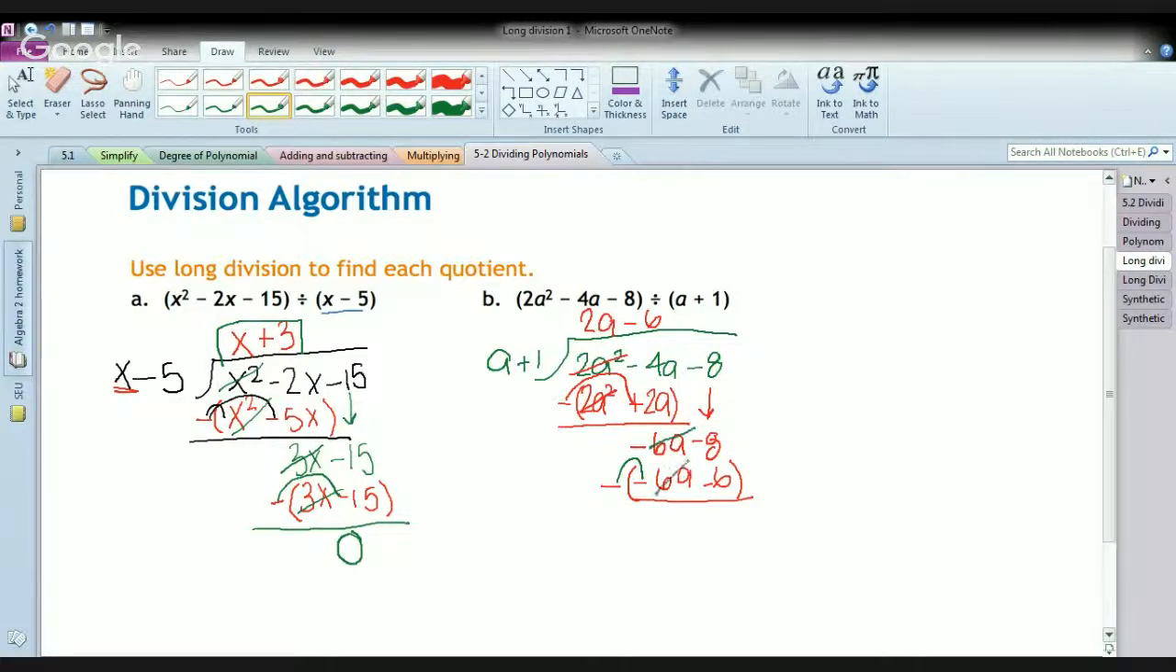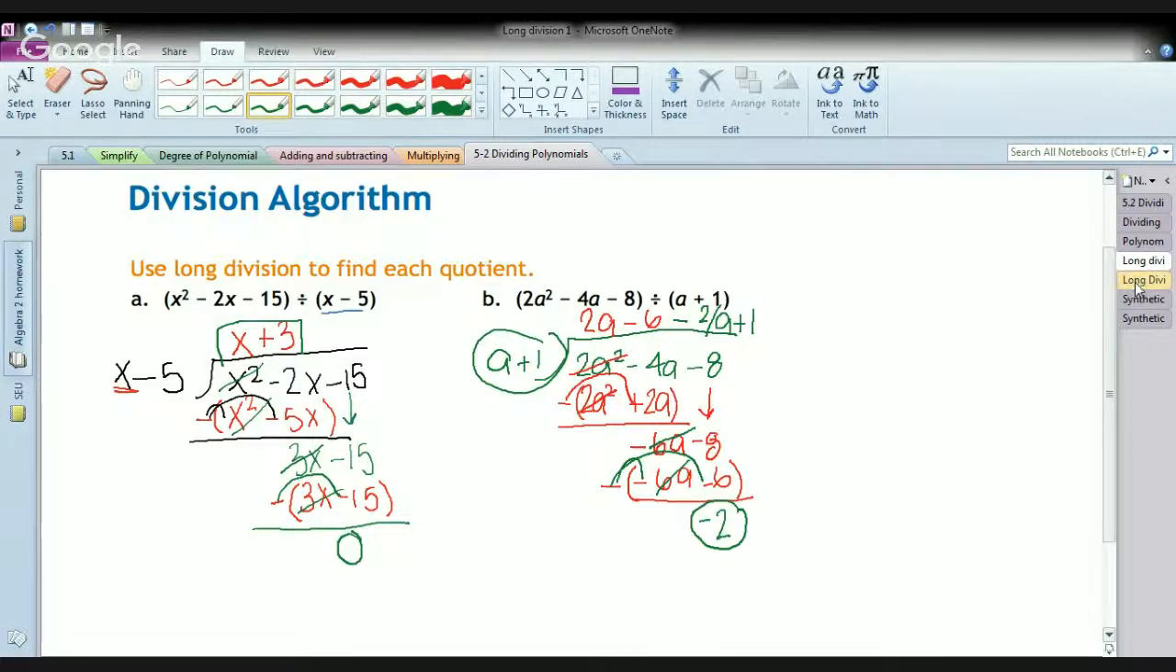So then I'm saying negative 6a, and we're saying plus 6a. So that's going to cancel. And then I'm saying negative 8 plus 6. That's going to leave me with a negative 2. So we're left with a remainder. So for the remainder, all we have to do is go ahead and say minus, because it's a negative 2, and we just write it over what we divided by. And that's all we do when we have a remainder.